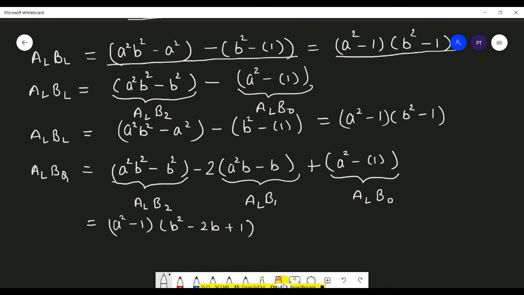Now if you notice in the interaction component ALBL, the simplified formula A square minus 1 into B square minus 1, the first term gives us an impression of linear effect of A, and the second term gives us an impression of linear effect of B. Now in the algebraic simplified formula for the interaction component ALBQ, the first term gives us an impression of linear effect of A, and the second term gives us an impression of quadratic effect of B.